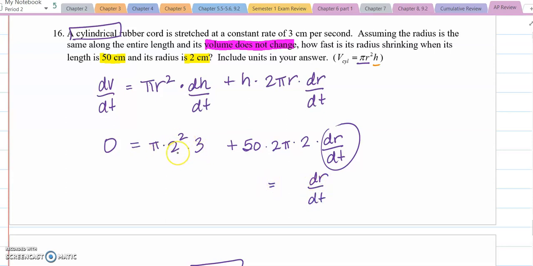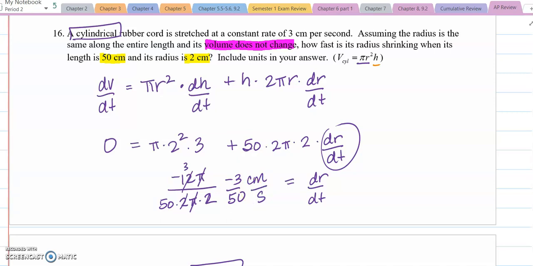So I subtract this amount over to the other side, so negative 12 pi, and then I can divide by 50 times 2 pi times 2, and negative 12 divided by 4 is negative 3. So we end up with negative 3/50, and the units will be centimeters per second.